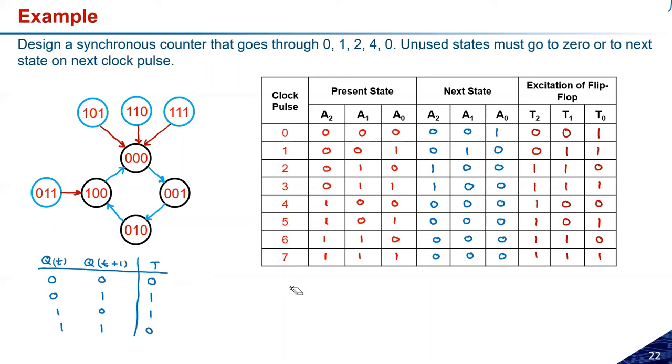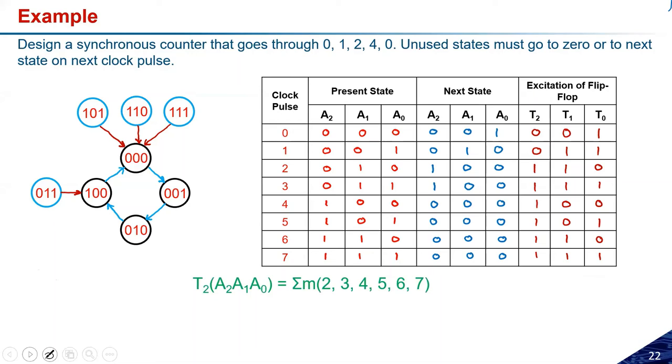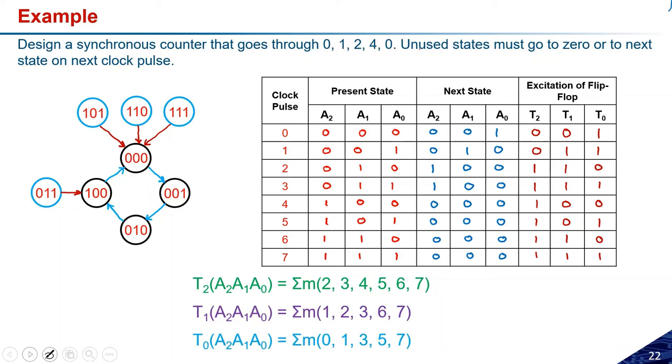Once we are ready with this table, I have to write the function for T2, T1, and T0. The functions will look like this. T2 will be the summation of 2, 3, 4, 5, 6, and 7. T1 will be 1, 2, 3, 6, and 7. And similarly, T0 will be 0, 1, 3, 5, and 7. So this is what the functions are.